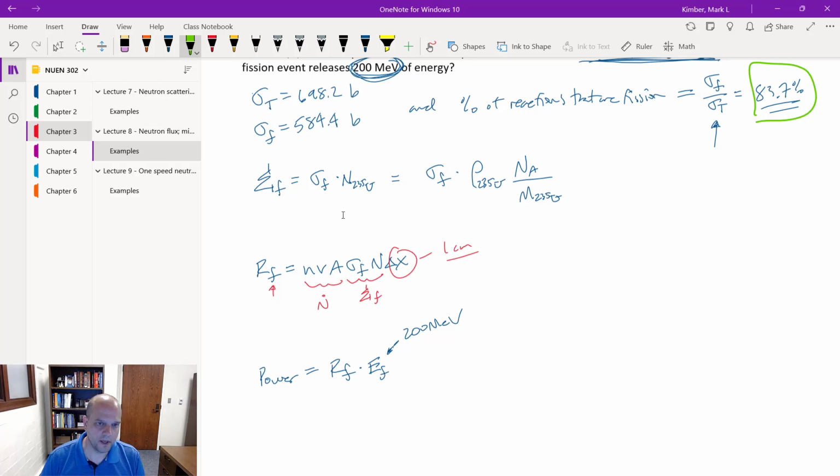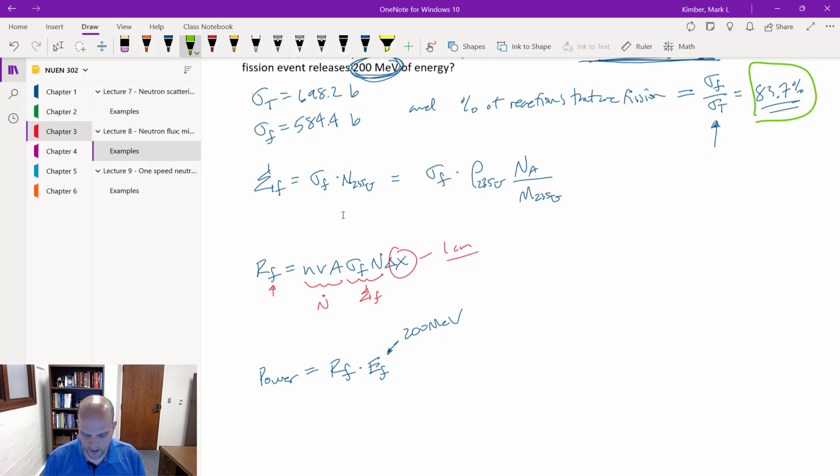And so if that's my neutrons per second, then 83.7% of those are being used for fission. Now, obviously, a fission event is going to generate another neutron, but we're not going to get into that complexity in this lecture. We'll be addressing that later on.